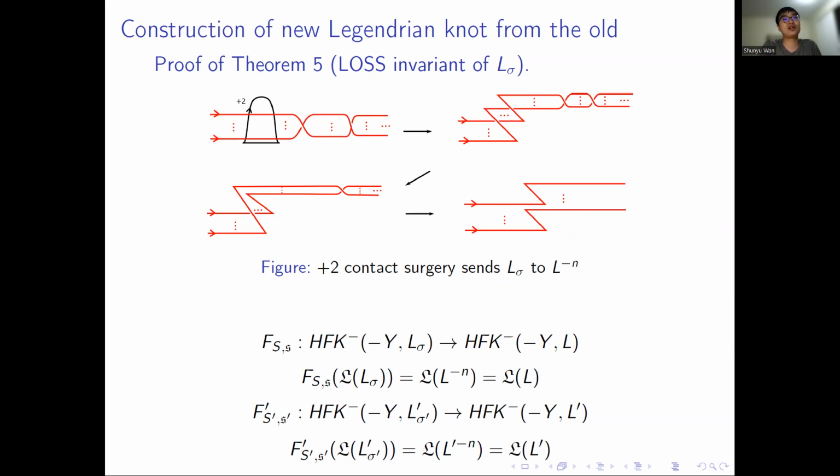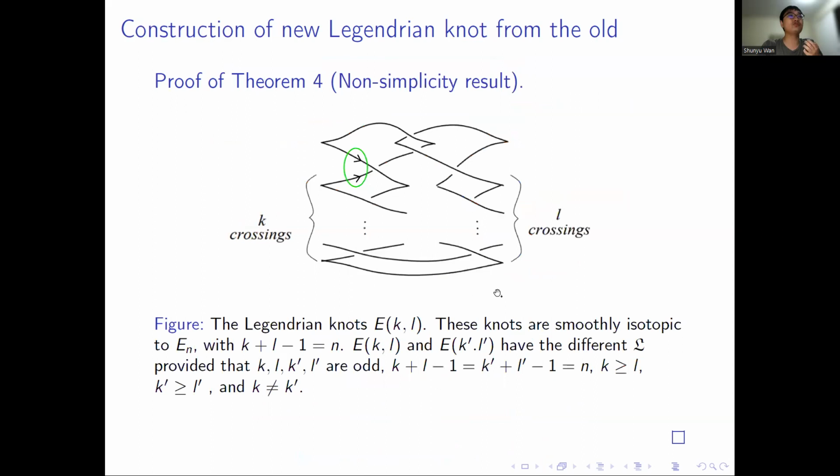Because the loss invariants of L and L prime are different, the loss invariants of L sigma and L prime sigma are different. That proves Theorem 5. Okay, then use that to prove Theorem 4.